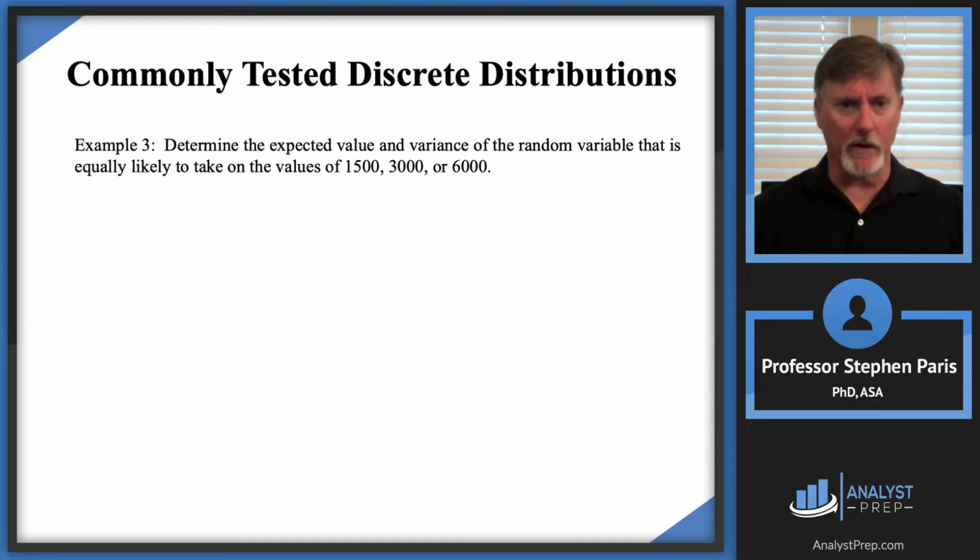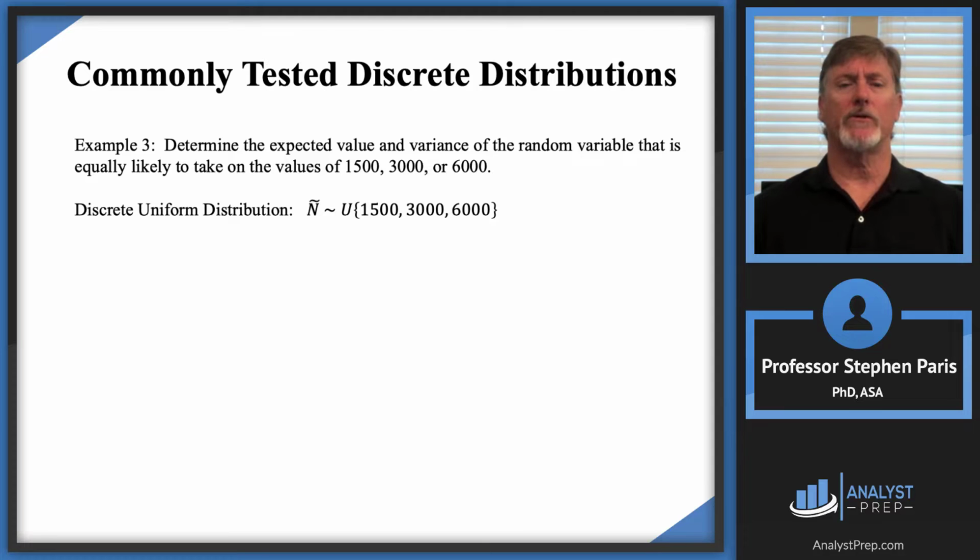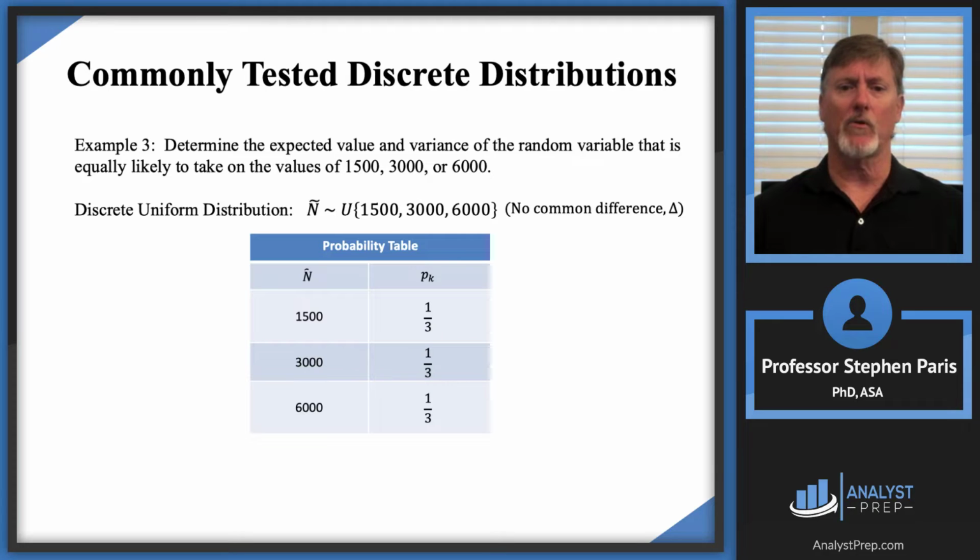Finally, let me make one more observation with another example. Let's say that these are my values and they're equally likely to occur. So I've got a discrete uniform distribution on 3 points, 1,500, 3,000, and 6,000. Notice that there is no common difference in those values. And so I'm not going to be able to use any sort of process that I did before, like in example 2, because there's just no common difference there. So the only thing you're left to do here is just write out what the table would be.